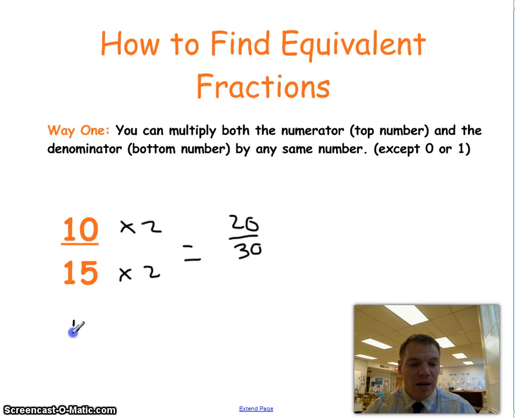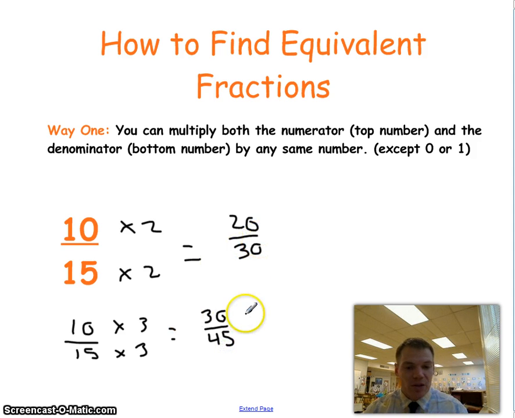So if we did it again, I could pick another number, and this time I'll pick 3. Multiply the top and bottom by 3, and we get 30/45. And again, all of these, 20/30, 30/45, and 10/15, are all equal and are considered equivalent fractions.